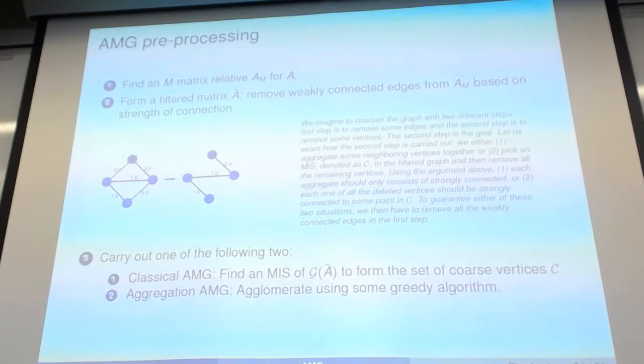The classical AMG basically is that you find the maximum independent set of this filtered graph, which means that you just find a good representative of the strongly connected set. For the aggregation method, you just aggregate this graph using some local optimization algorithm or greedy algorithm. Then you form your coarse basis, or prolongation matrix. I hope you get some rough idea, but if you want to know the detail, you've got to read the paper.